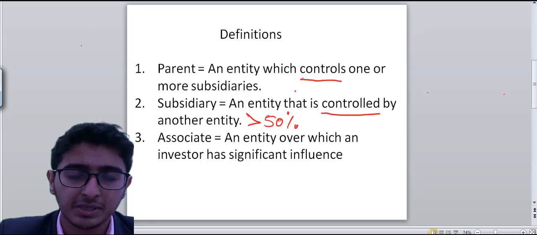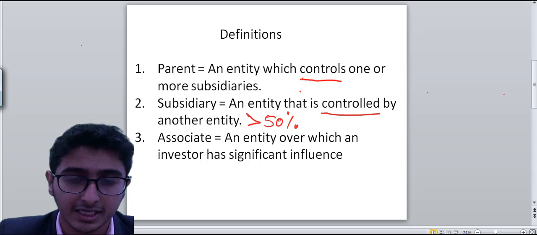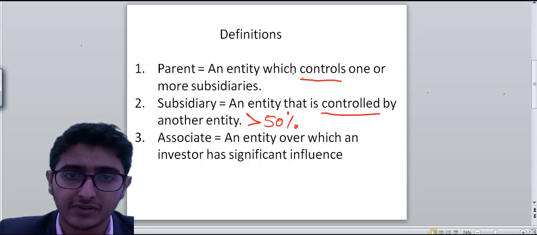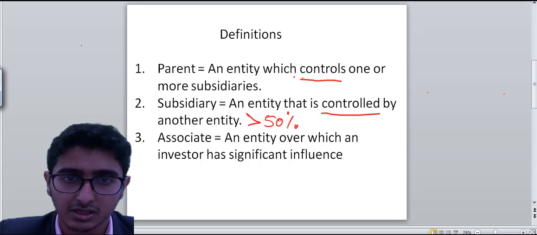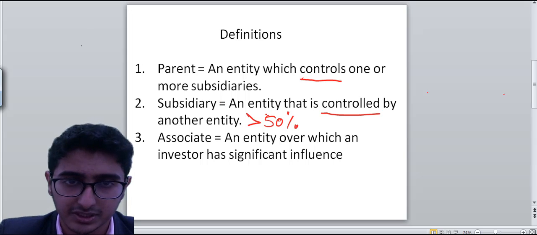So let me put it in an example. I am a company and I have additional money. Hence, I invest it in a company. Say I buy 70% of the ordinary shares. Now, this means that I'm a parent because I have control of a subsidiary, and the company which I bought is now my subsidiary. Remember, it has to be above 50%.